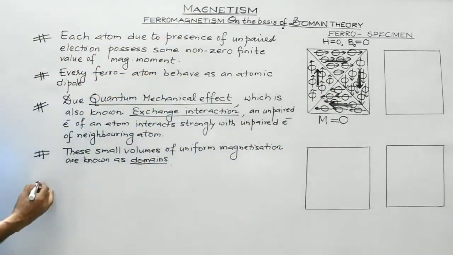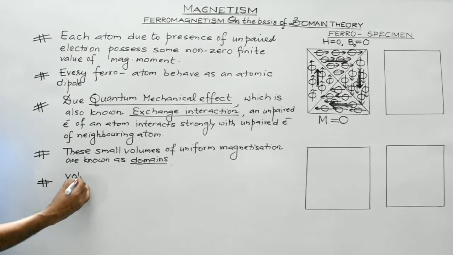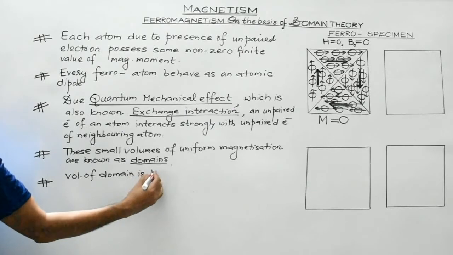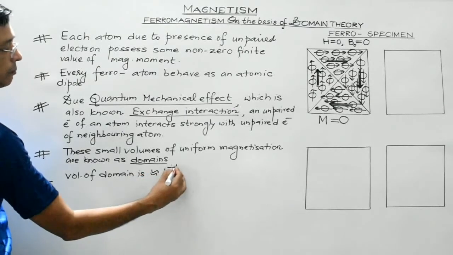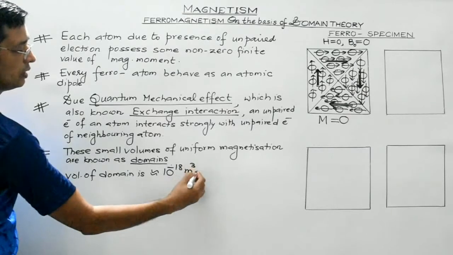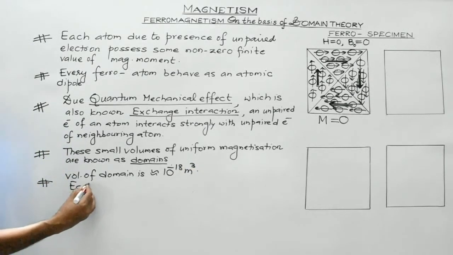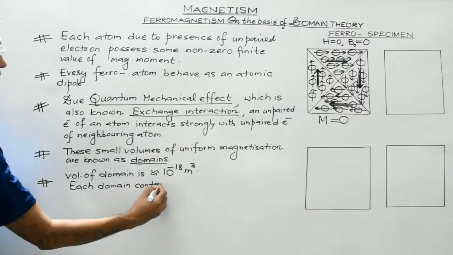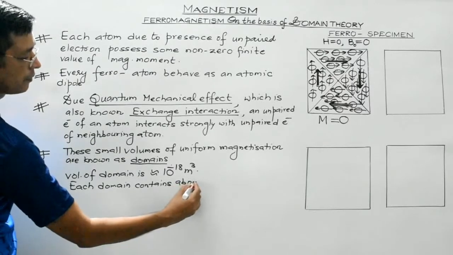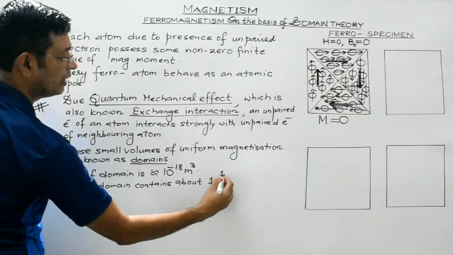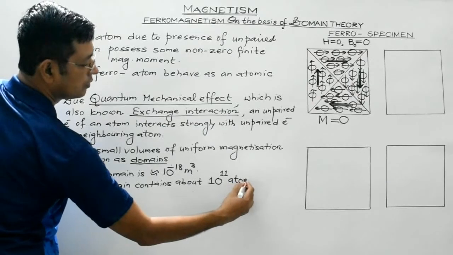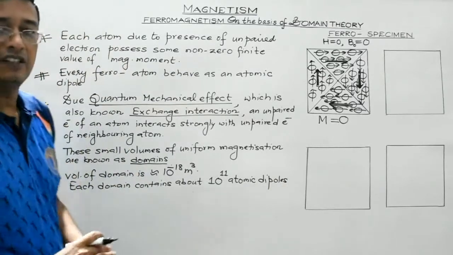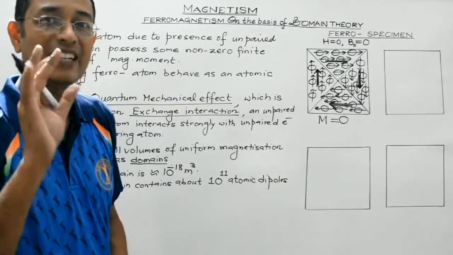So, domains are very, very small in size. The volume of a domain is approximately 10 raised to the power minus 18 meter cube. And students, each domain contains about 10 raised to the power 11 atomic dipoles. And as I've stated, each domain has some net magnetic moment.